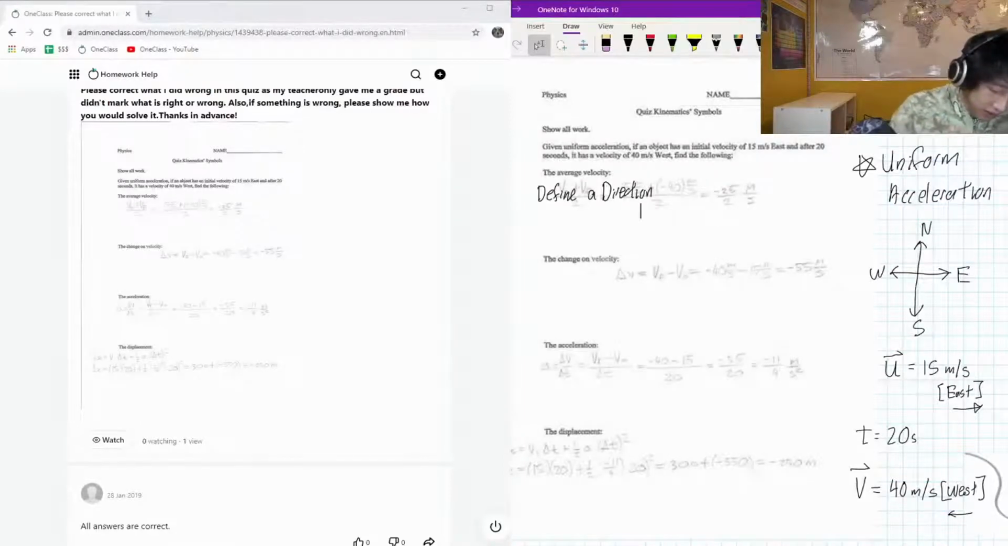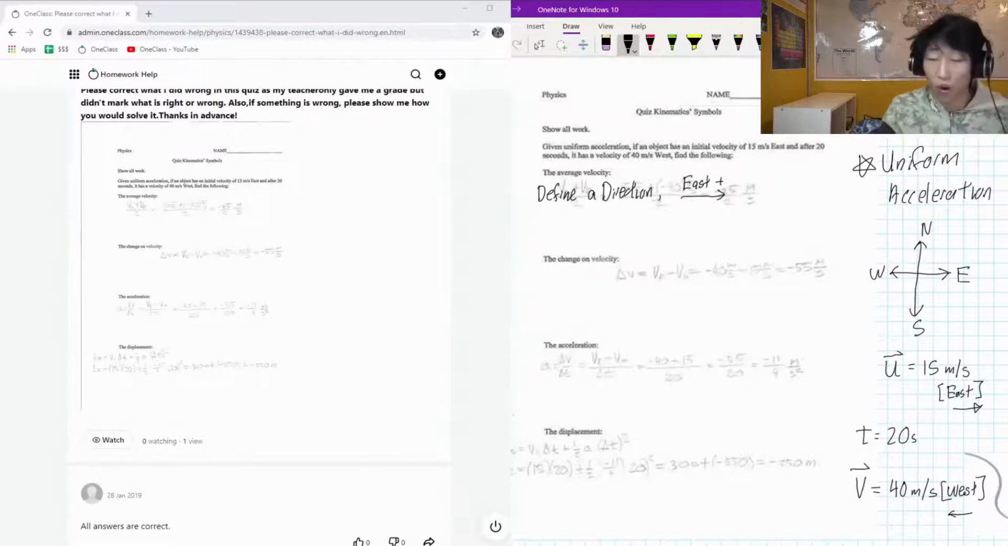Okay, so define a direction. Let's say east is positive. That would mean that west has to be negative. There's nothing wrong about going towards the west. It's just how we have to set up our things. Okay, so our u, another way that we can write our u is towards the east, so that's going to be positive 15. And our v, since it's going towards the west, is going to be negative. Okay, so I'm just putting these signs here.